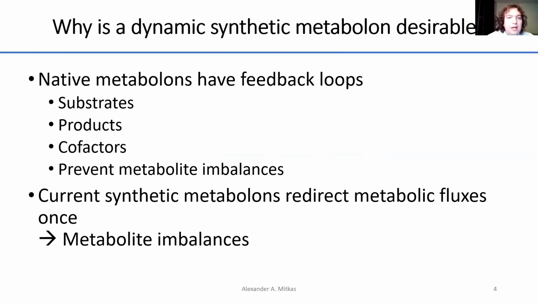So in native metabolons, there are feedback loops based on the sensing of substrate, product or cofactor concentration that signal the cell when to assemble and disassemble them, and that helps prevent metabolite imbalances inside the cell. However, with the current synthetic metabolons we can still only redirect metabolic fluxes once, which may work in a lot of cases, but in other cases you might end up with undesirable metabolite imbalances, and that's what we want to avoid. That's why we want to develop a dynamic scaffold to control this metabolic flux.